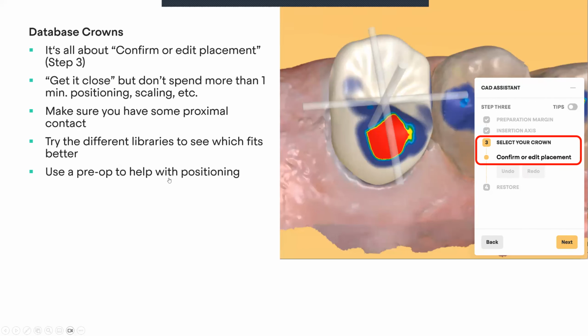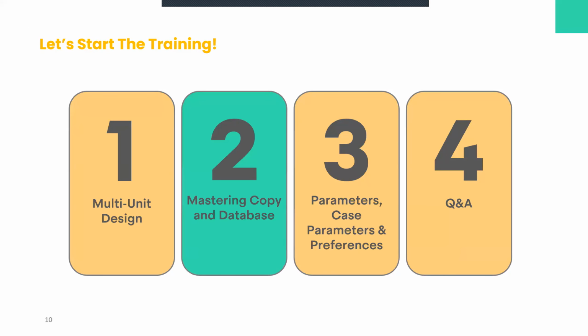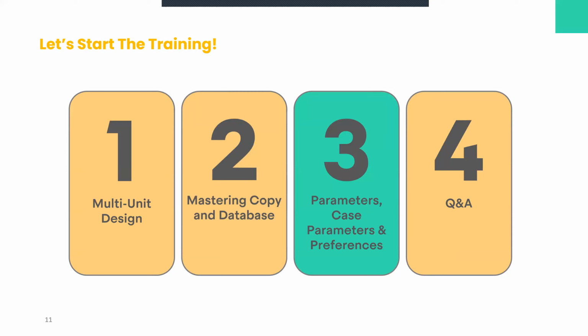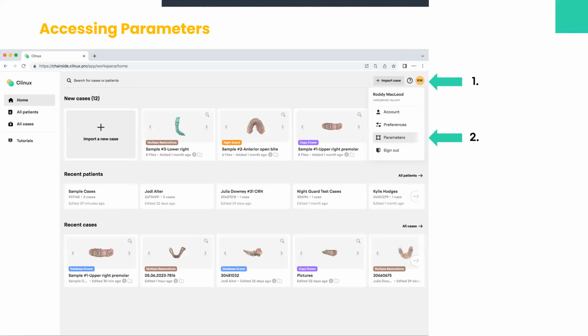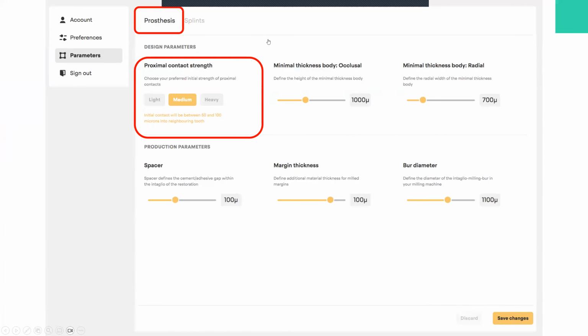These were the tips on designing your database crowns. That was that, mastering the copy and database crowns. And now let's look to your design parameters, and something else called case parameters, and then finally preferences. And we'll see what the differences are here in all of these. Okay, so here we go with understanding parameters. How do you get to your design parameters? Well, once you're inside Clinux and on the dashboard, then you can click on your initials in the upper right corner. Click on that, and then a little menu pops up, and then you can click on parameters as your second step. And that brings you to this view right here.